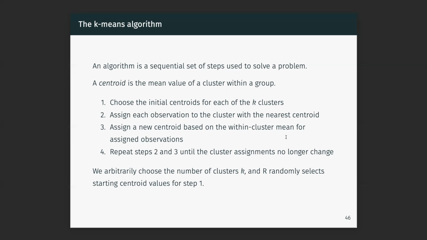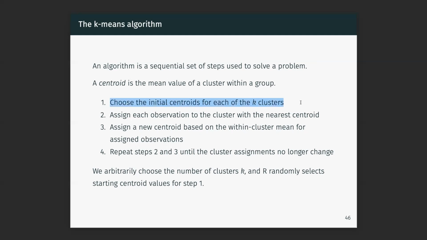A centroid is the mean value of a cluster within a group, right? Effectively, a centroid is just a kind of location of our estimated center of mass for some group that we've defined. And those are going to move around, right? So they're just little centers.